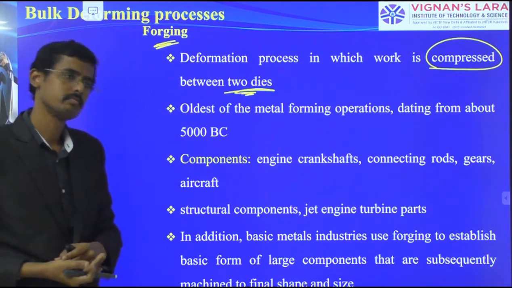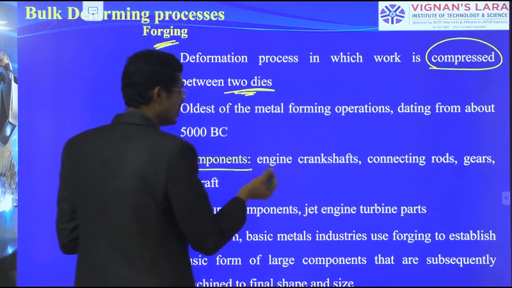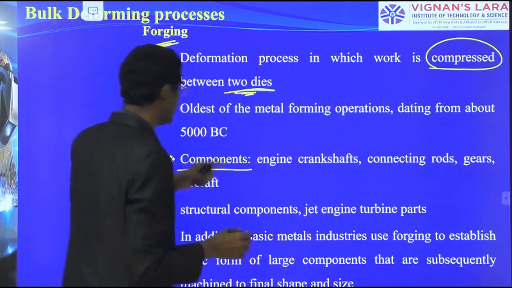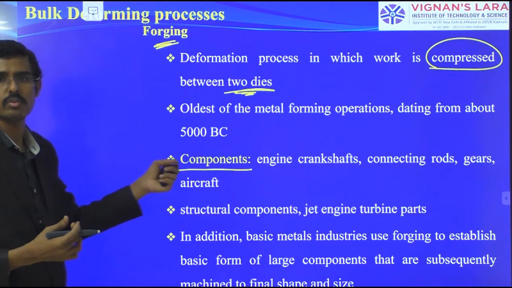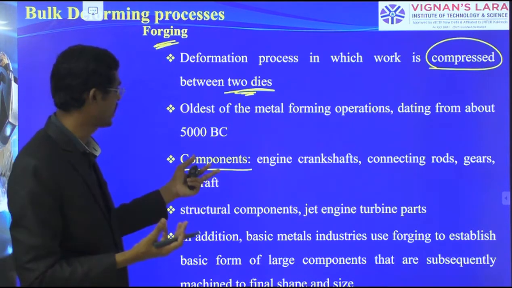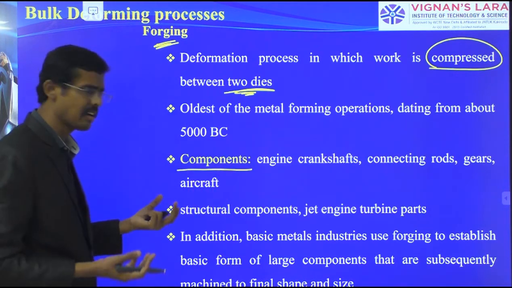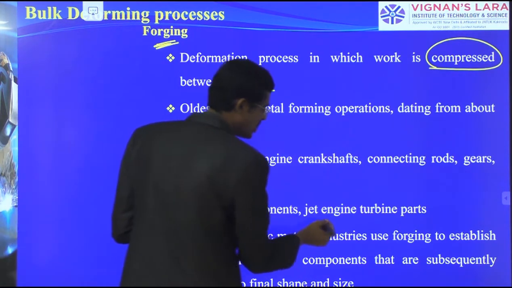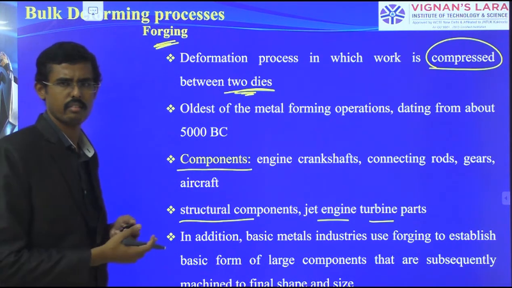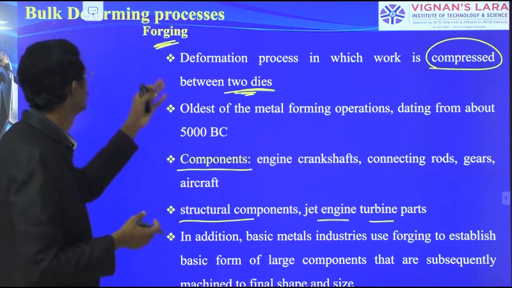It is the oldest method, used from 5000 BC. The components include engine crankshafts, connecting rods, gears and aircraft parts. This is useful in making applications to create the crankshaft, the connecting rods, the gears, and also structural components, jet engines and turbine parts. So we are using it everywhere, with respect to the easy method of forging.